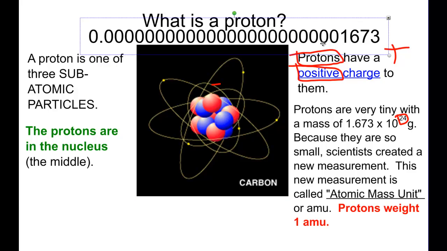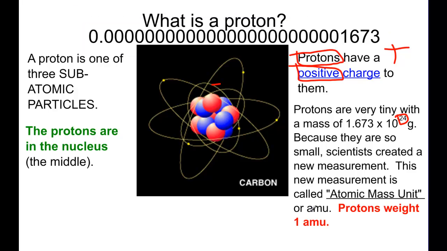These things are small. So because they are so small, scientists created a new measurement that we call the atomic mass unit. In fact, atoms are so small they came up with lots of new measurements in order to communicate these numbers effectively. Because it's really annoying to go to somebody and say, I have something that weighs 1.673 times 10 to the negative 24th grams every time you want to talk about a proton. It's much easier to just say it weighs 1 atomic mass unit.